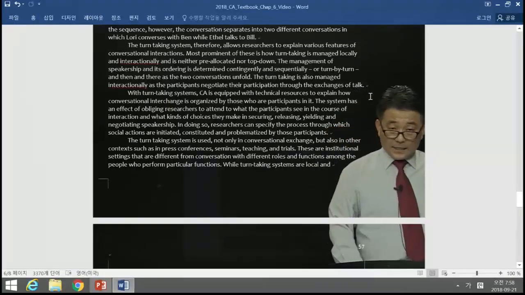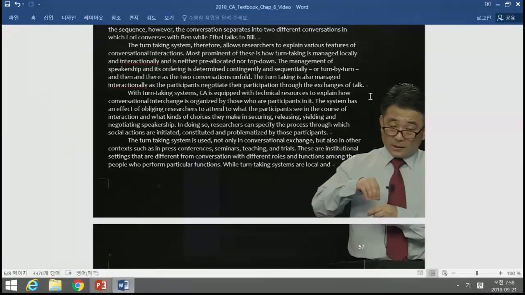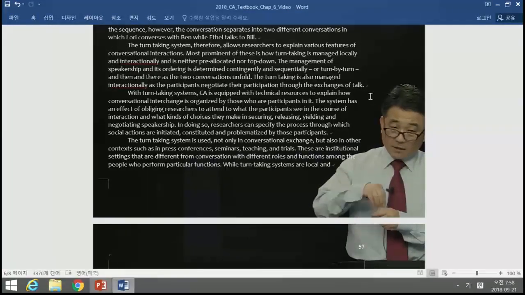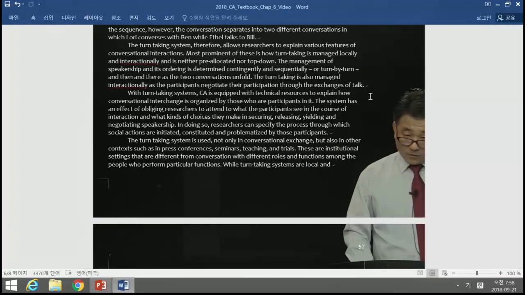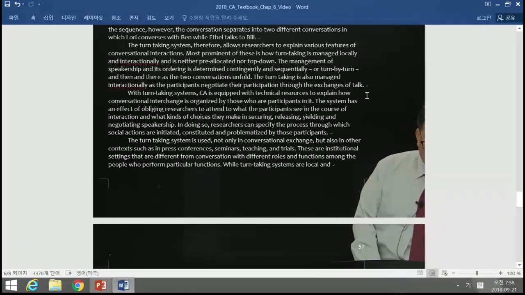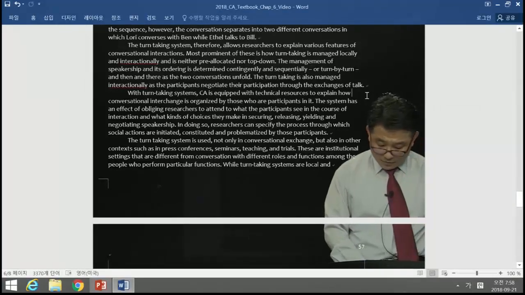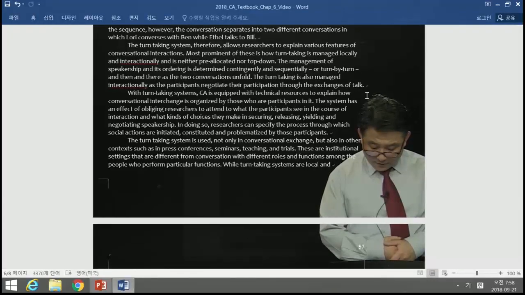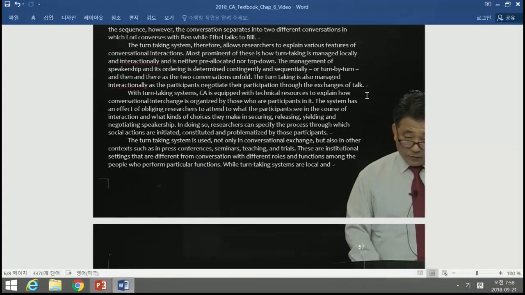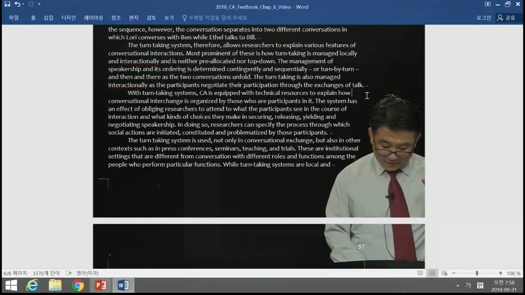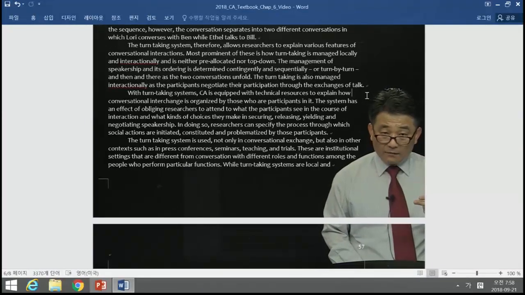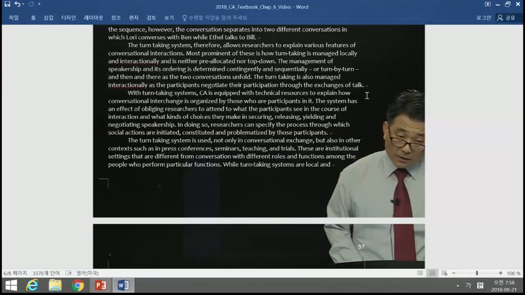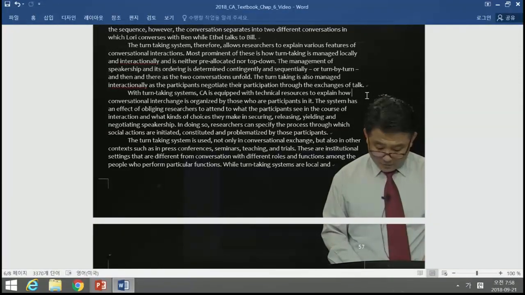So in this section, we talked about turn components, what makes up a turn, and how that turn is allocated to determine the next speaker. With the turn-taking system, CA is equipped with technical resources to explain how conversational exchange is organized by those who are participants in it. So if you use a turn-taking system, then CA researchers can actually go in and analyze how people in each particular context coordinate their speakership.